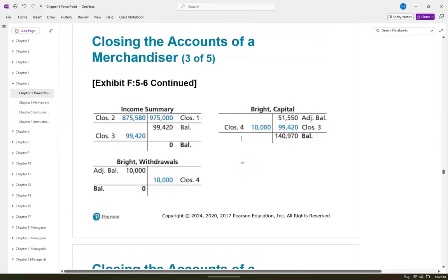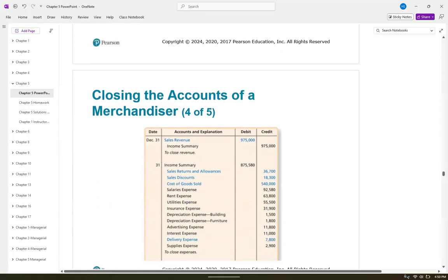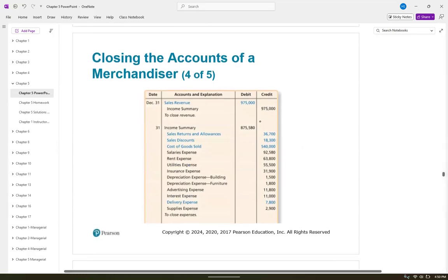If that is foreign to you, you probably need to go back and review chapter 4. Okay. Here's the journal entries. Notice we're getting a lot more expense accounts. We only have one revenue account, and that typically happens. This journal entry can get really long when you're closing the expense accounts out.